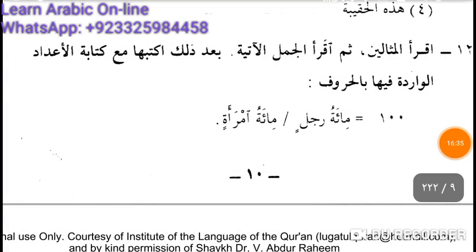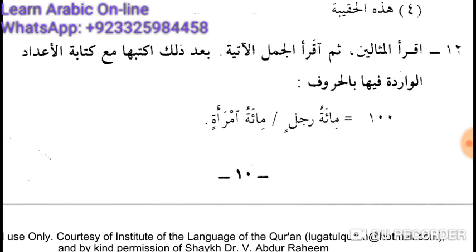Next question. اقرأ المثالين ثم اقرأ الجملة الآتية، بعد ذلك اكتبها مع كتابة الأعداد الواردة فيها بالحروف. These are two examples, then read the following sentences. Then write, after that, write them with writing the numbers found in it in the form of words. So you will write these in the word format.